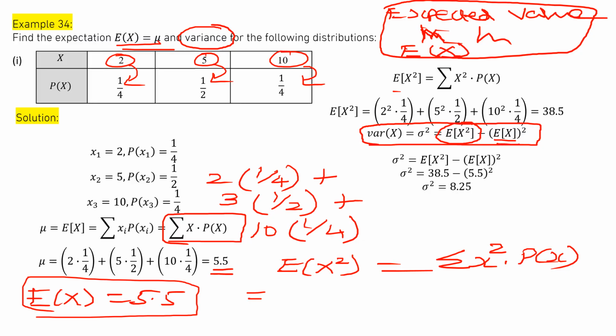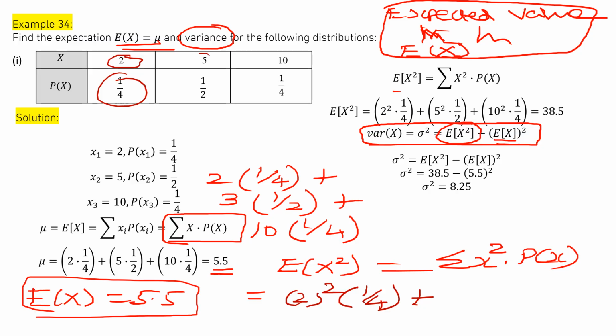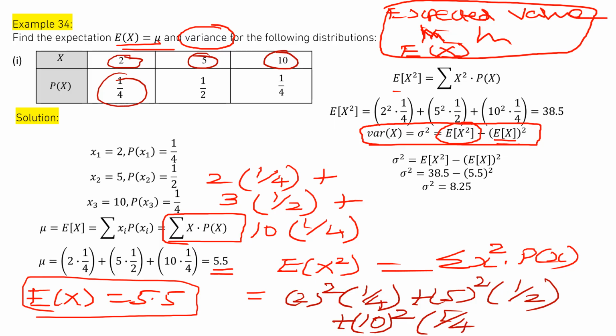For example, here my first random variable x takes the value 2. So here you write 2 power 2 multiply the corresponding probability value 1 by 4, plus next random variable 5. So we write 5 power 2 multiply by the corresponding probability value 1 by 2. Next random variable value 10, so that means 10 to the power 2 multiplied by the corresponding probability 1 by 4. If you simplify this, you will get 38.5.